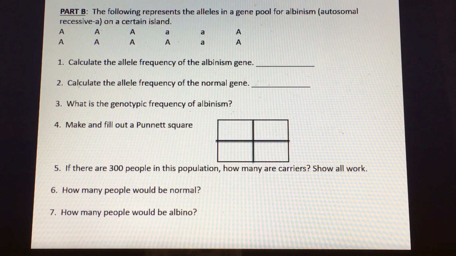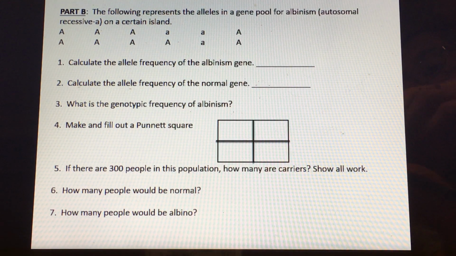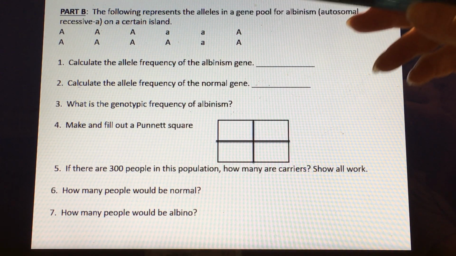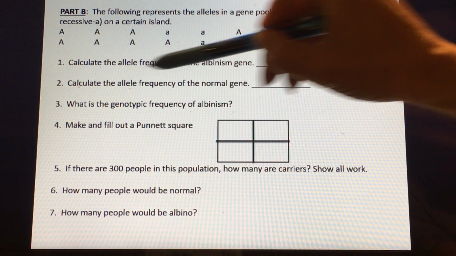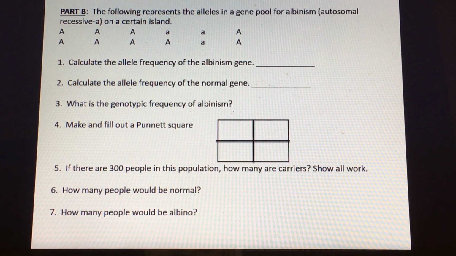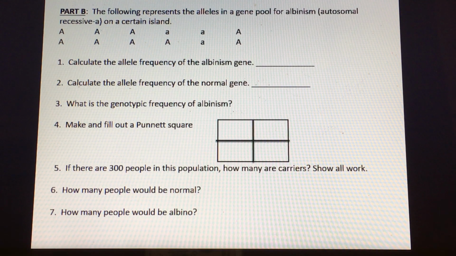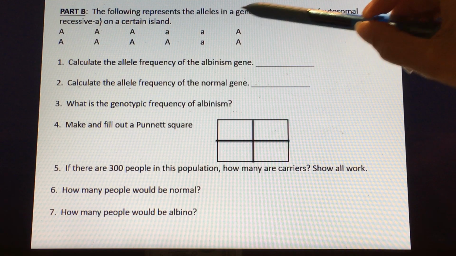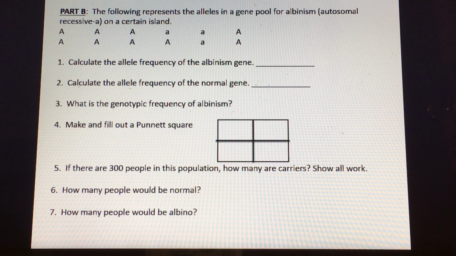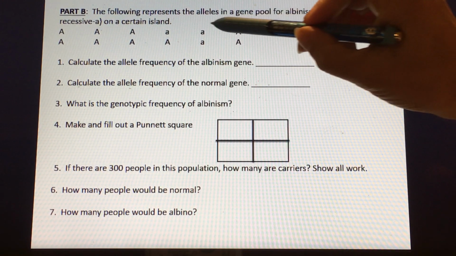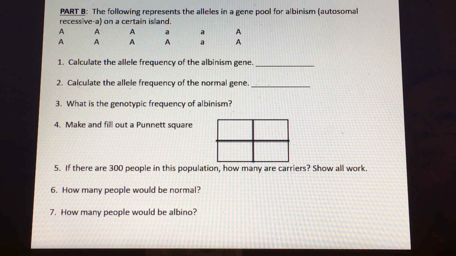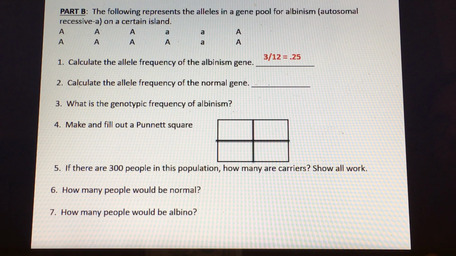So this is problem B. Now in this case, if you see a bunch of alleles just typed out for you like this, this is showing you a gene pool. So when you make these counts, you're getting allele frequencies and not genotypic frequencies. If we count this, we have 2, 4, 6, 8, 10, 12 total alleles. And if you want to find the allele frequency for the albinism gene, which is recessive, you take 1, 2, 3 divided by 12, and you get 0.25.